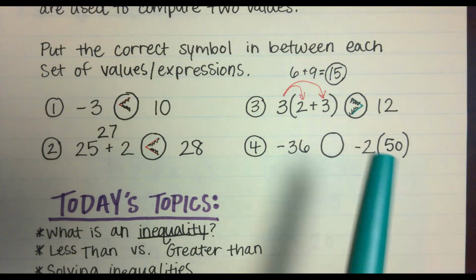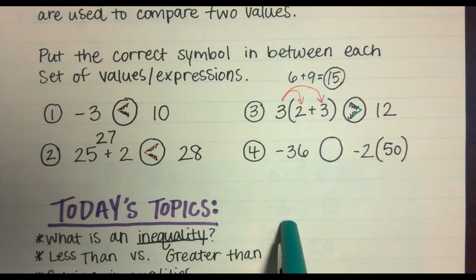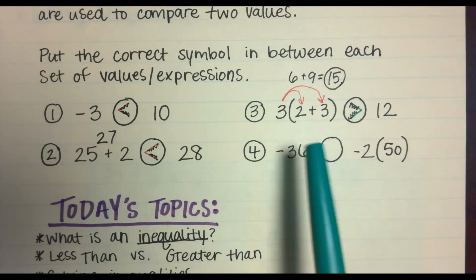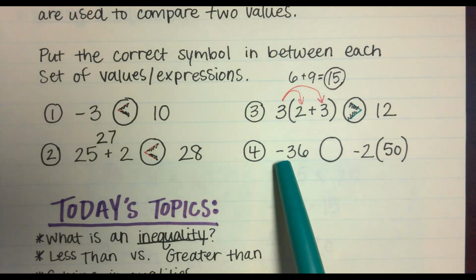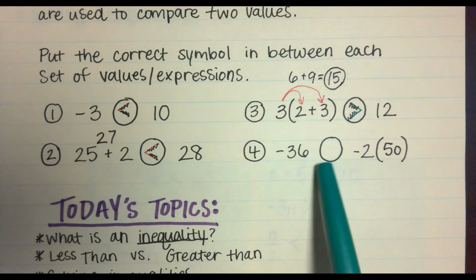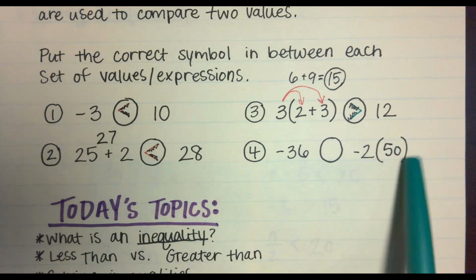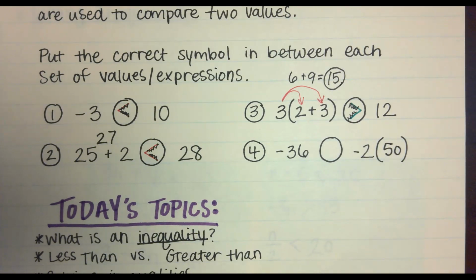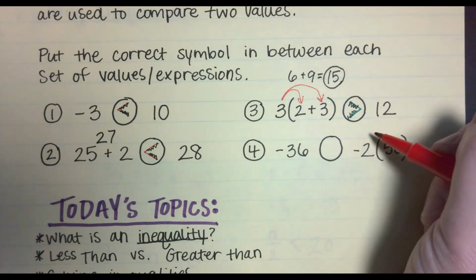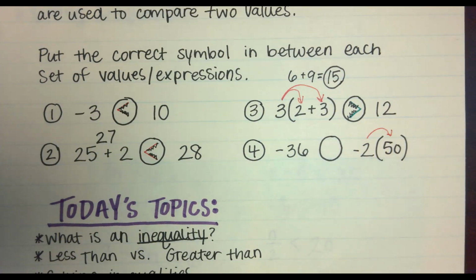All right. Now let's look at number 4. We have negative 36 is what than negative 2 times 50. How do I simplify this side? Distribute. Yeah, distribute. And when I'm distributing, what operation is happening? It's multiplication. Good. So what is negative 2 times 50?